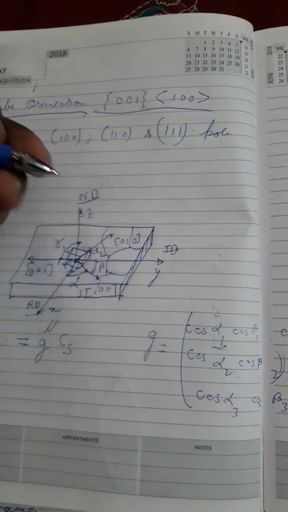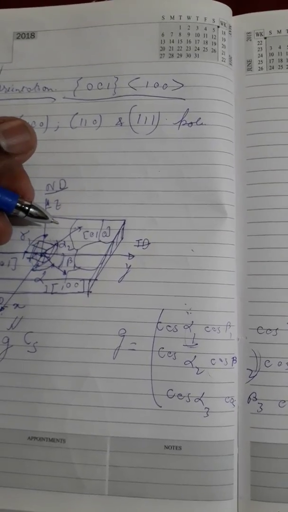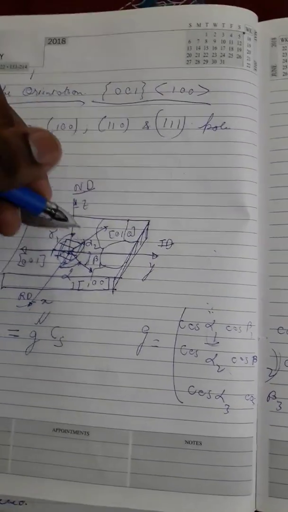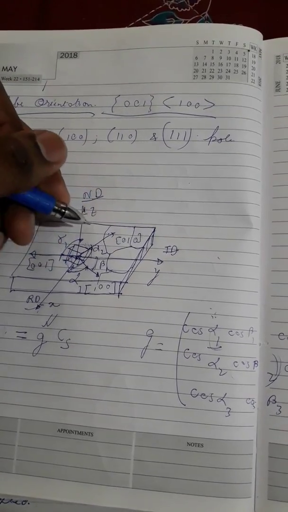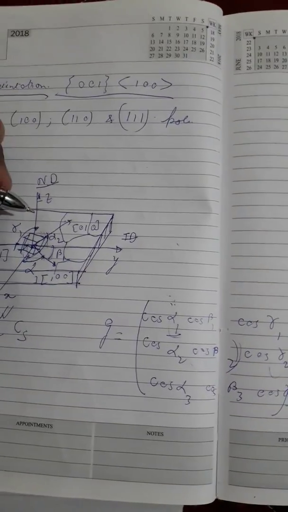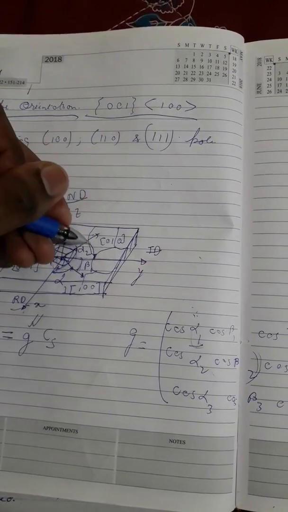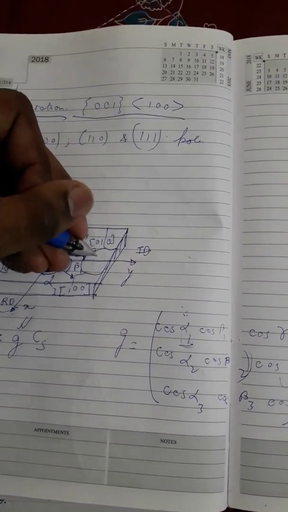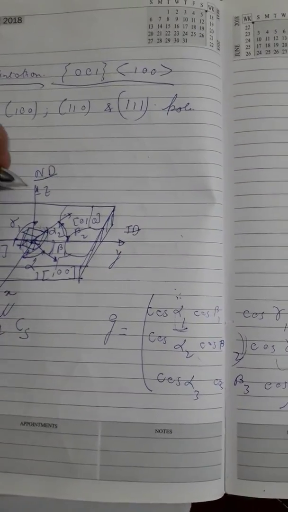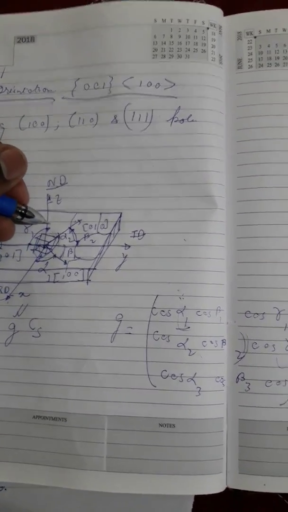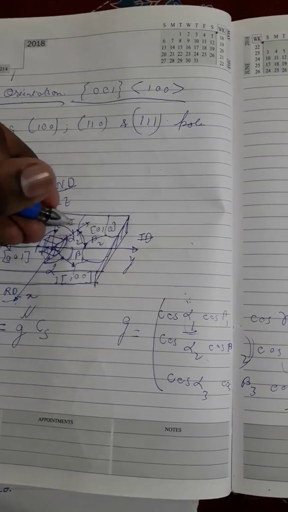Beta 2 is basically the angle made by the transverse direction with the 010. So this angle is beta 2, and so on. Then we also have the gamma 2. Gamma 2 is basically the angle made by ND, the normal direction, with the 010. So this is basically the gamma 2.